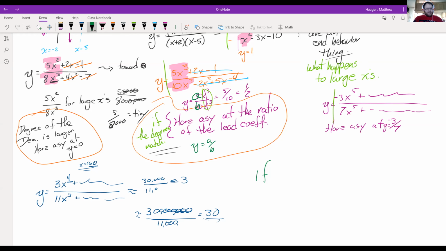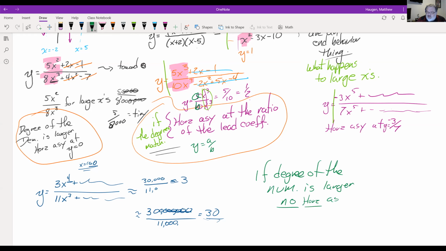If the degree of the numerator is larger, essentially if the numerator is more powerful, we simply have no horizontal asymptote. It is growing without bound. Nothing is constraining it. The numerator is becoming super big. The denominator is trying to pull it back down, but isn't strong enough. And it just goes off to positive or negative infinity, depending on the end behavior.